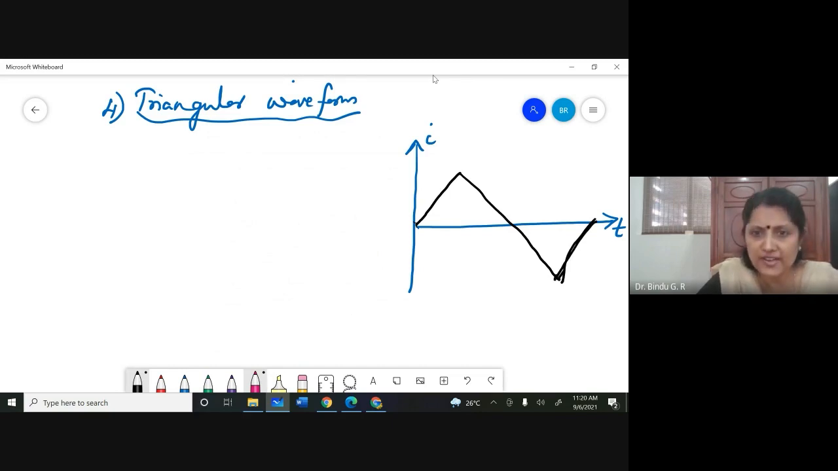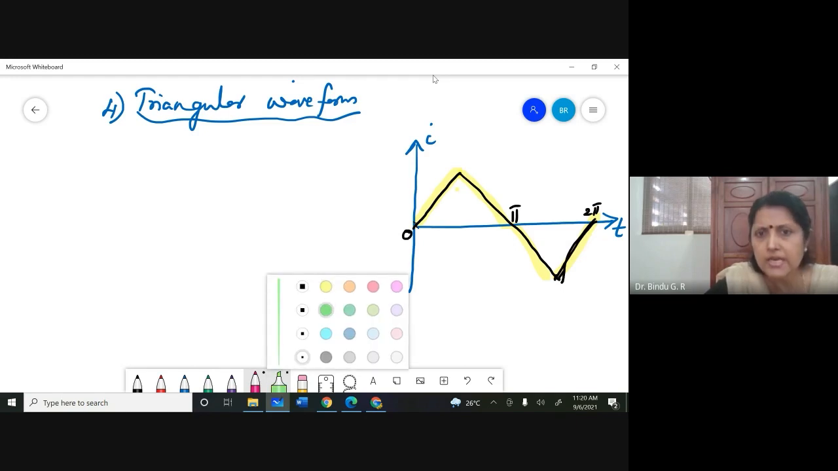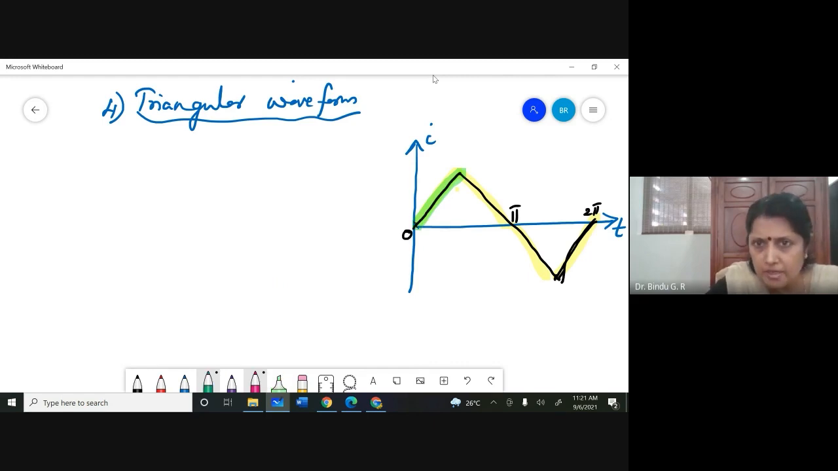When you draw, you should draw it correctly. 0, pi, 2 pi. Now, all of you should listen. When I see the triangular waveform, what I want to find out is the area under the curve, isn't it? Under the curve or area under the squared curve. Whatever it is, I can see that this part is symmetrical to this part, is again symmetrical to this part, is again symmetrical to this part. So what I will do now is to consider only 1/4 of a cycle, this much only, where I know this is pi by 2.